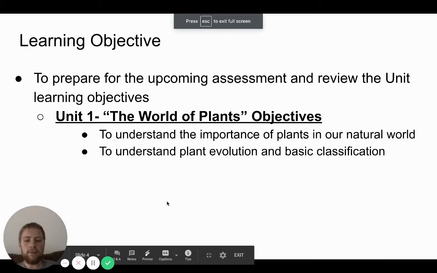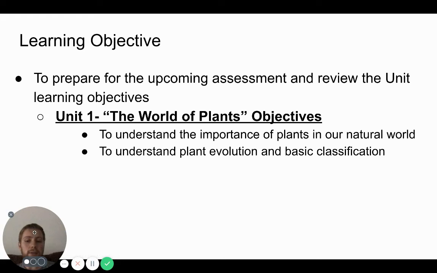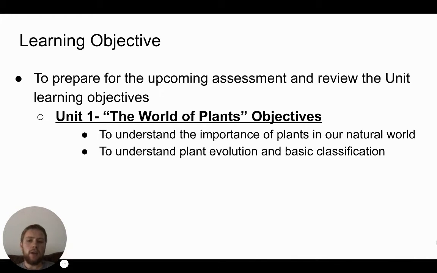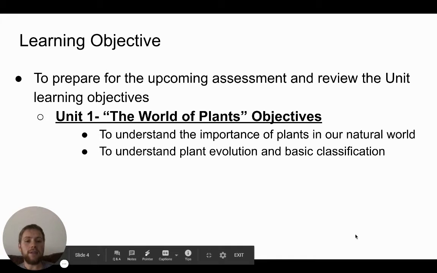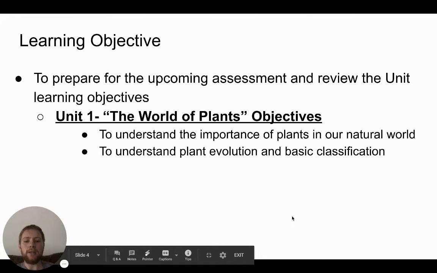The purpose of this review that in class we're going to be doing as you would be doing it at home is a little bit different, because we'll be doing the Kahoot as a full class, but you can go ahead and do it as a self-guided game. The purpose is to prepare for the upcoming assessment and review for our Unit 1 World of Plants test. Remembering some of the objectives we've learned about in this unit, we want to understand the importance of plants in our natural world and understand plant evolution and basic plant classification.